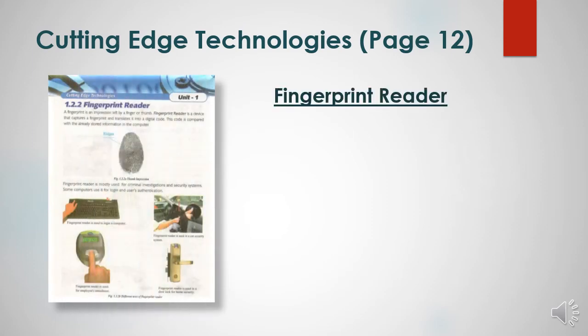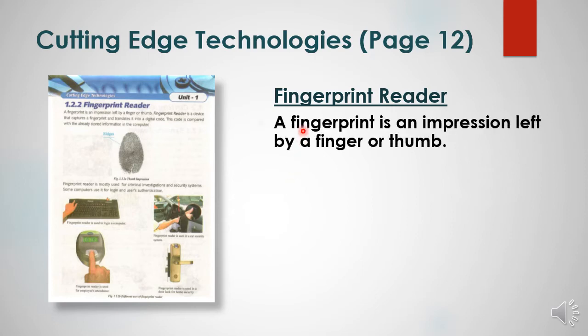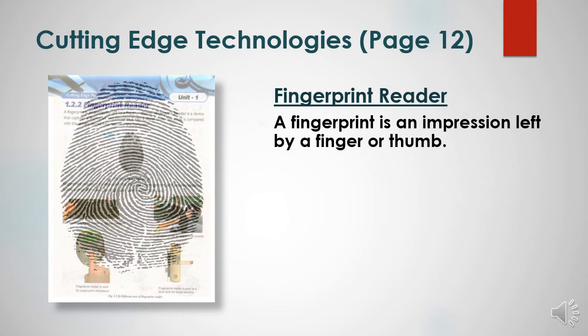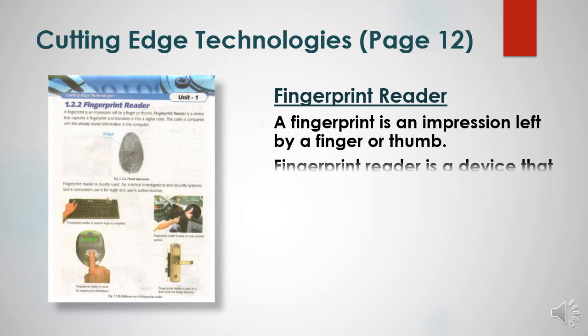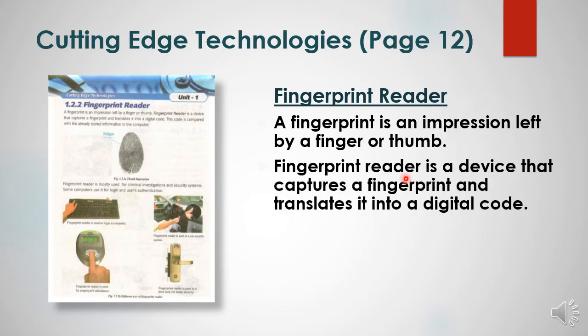Fingerprint reader. First of all, we have to see the definition of fingerprint. A fingerprint is an impression left by a finger or thumb. This is the close-up view of fingerprint. Now, fingerprint reader is a device that captures a fingerprint and translates it into a digital code. As barcode reader is used to translate the information in barcodes, fingerprint reader is used to capture fingerprint and then translate it into a digital code.